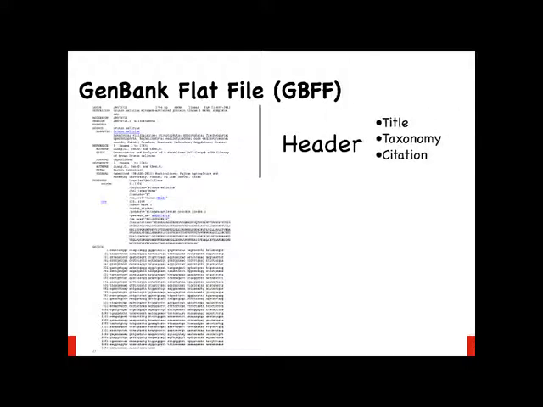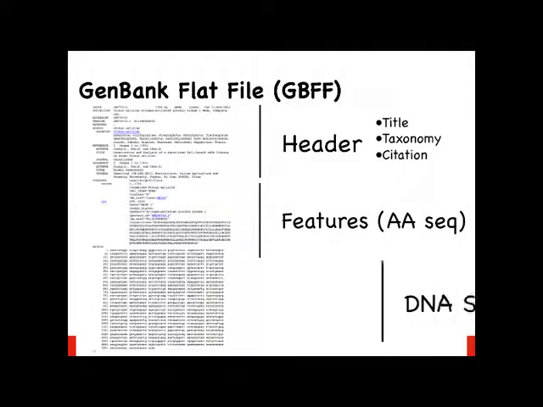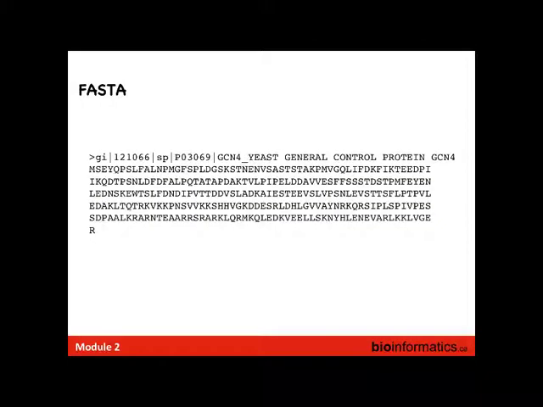So GenBank flat files have a header with title, taxonomy, citation. It has features, which often include the amino acid sequence if there's a gene encoded in that segment of DNA, and the DNA sequence itself. And a FASTA file can be either nucleotide or protein, and it's basically a greater than sign, a string of anything, and then a sequence. And then the next FASTA entry would be a greater than sign, a string with anything on it. So the requirement for FASTA is quite minimal.